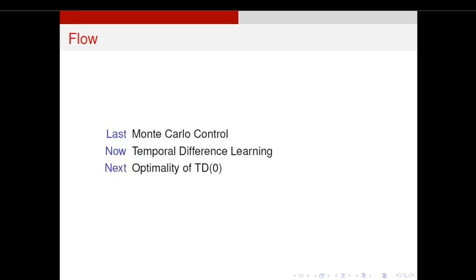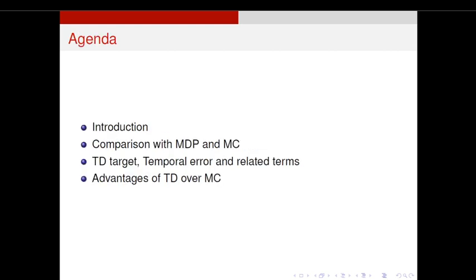In the last class we discussed Monte Carlo control. Now we will discuss the concept of temporal difference learning and also some backup diagrams to represent temporal difference learning. Next session we will address optimality of temporal difference learning. This TD0 is a special type of temporal difference that is called a one-step temporal difference. That is the theme of the next session.